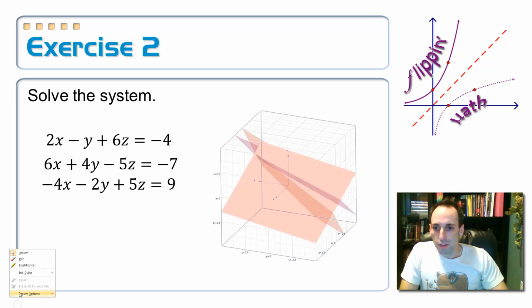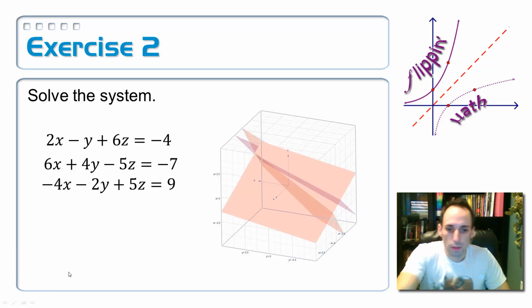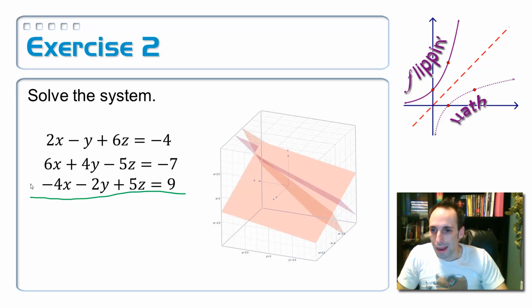So if I just add those two together, ignore the top one, add just the bottom two, I would have 2x plus 2y, these would cancel out, is equal to 2. Okay, so I have an equation with x and y in it.